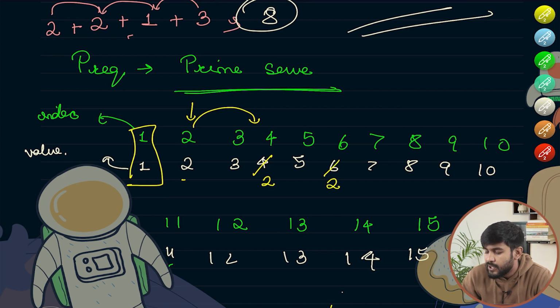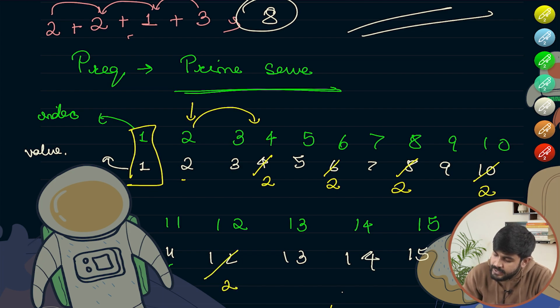6, you have been ticked out by 2. 8, you have been ticked out by 2. 10, ticked out by 2. 12, ticked out by 2. 14, done by 2. Then we come across 3.